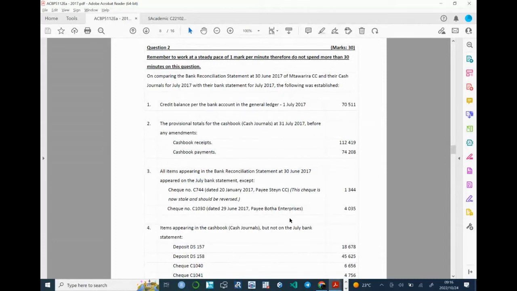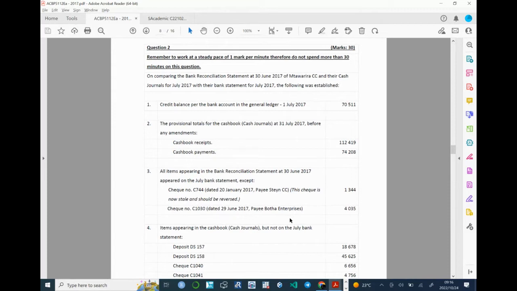Now, if you do not get the exact answer, it's not the end of the world. Most of the marks are within correctly doing the relevant adjustments. Okay? So do not let that trip you up. Right. So credit balance per the bank account in the general ledger. Okay, so this is letting you know we have a negative opening balance in our bank account. Next one, provisional totals in the cash book, as at 31 July. So here we have the cash receipts journal or cash book receipts. There's our provisional total. Cash book payments, there's our provisional total.